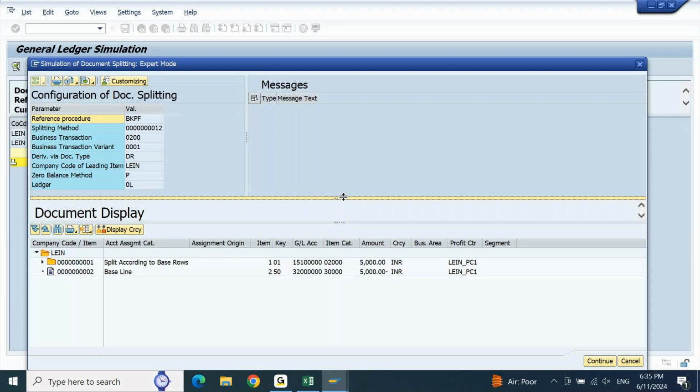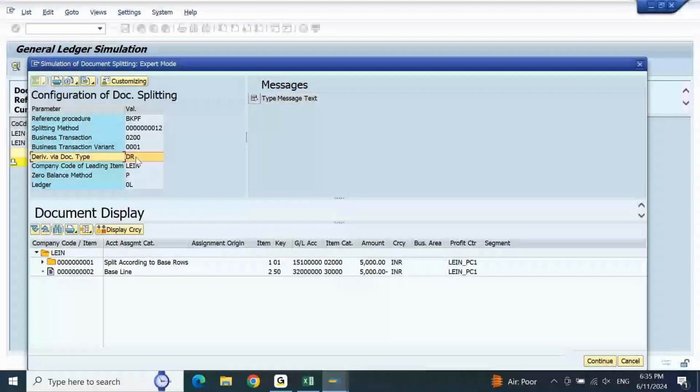Now this is the leading ledger splitting. Zero balance method is passive, this is not. And then company code, derived via document type DR. DR is a document type. Based on the document type, the system is deriving all these transactions.